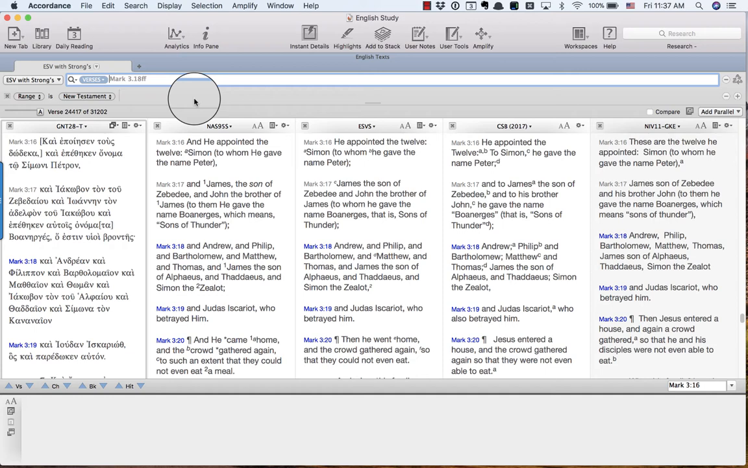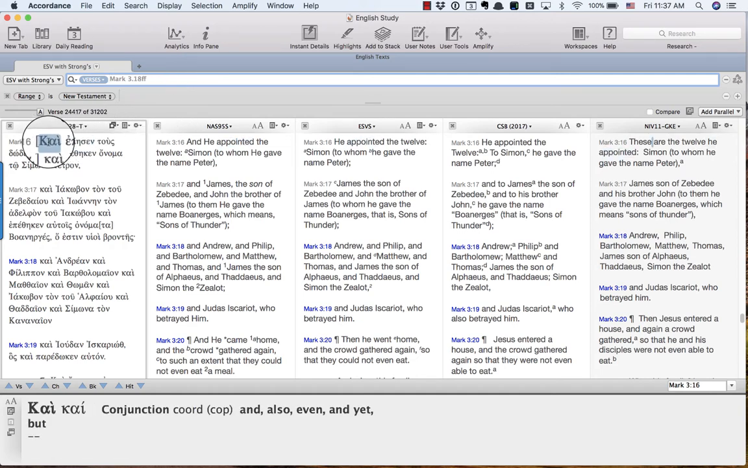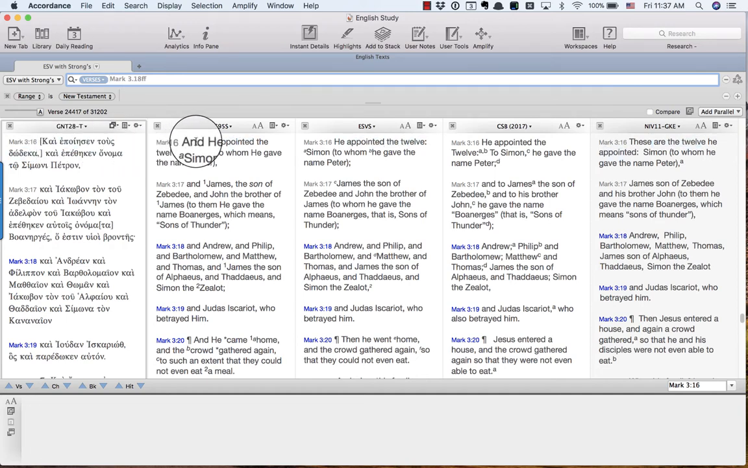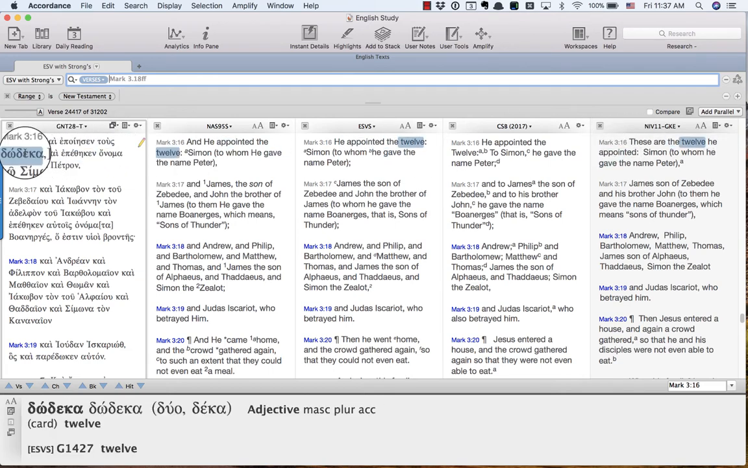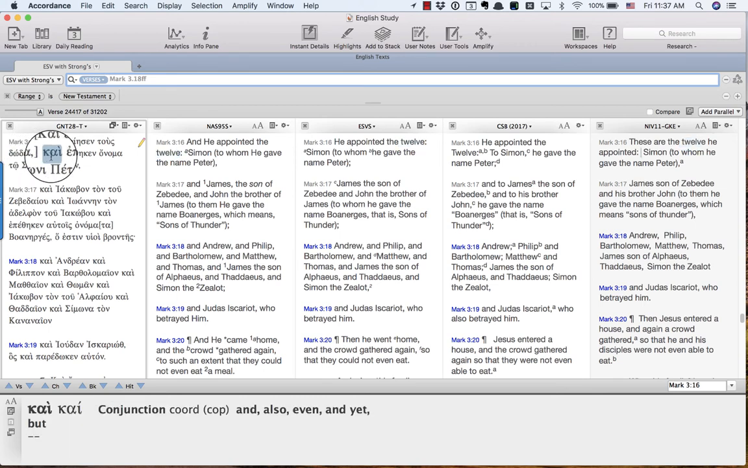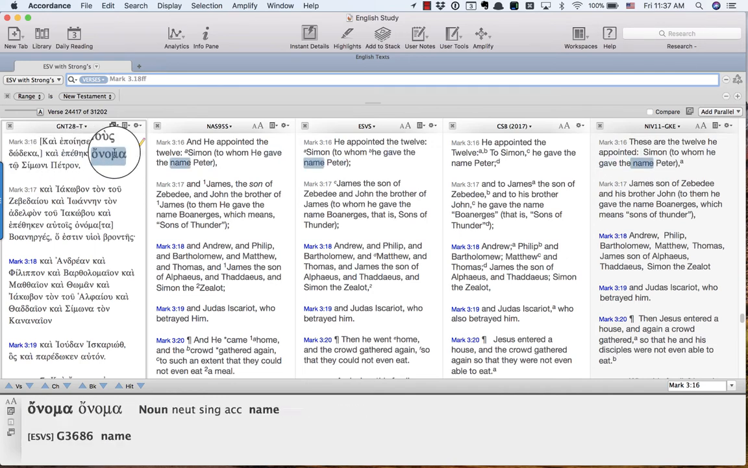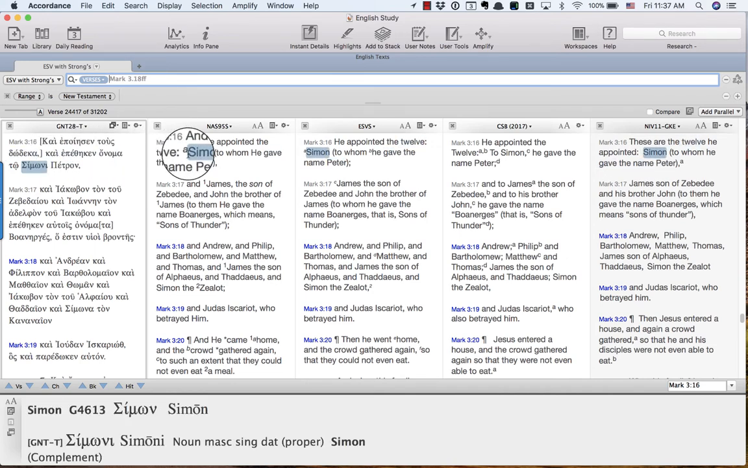This is the passage where Jesus appoints his 12 disciples, 12 apostles. And I want to point out the chi. So it's, "and he appointed." And you see the "and" here in the NASB, but it's not in the ESV. It's not in the CSB. And as you'd expect, it's not in the NIV. So, "and he made the 12." He appointed the 12. And he gave a name to Simon Peter. Well, "and," there's no "and" in the NASB. There's no "and" in the ESV or the CSB.